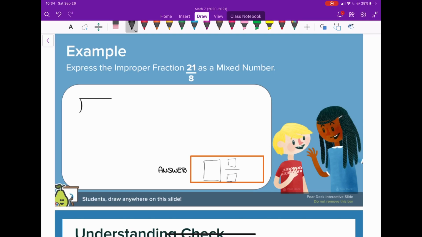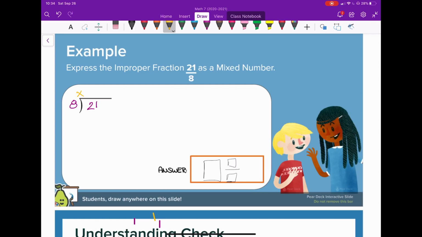So I have the fraction 21 over 8. 21 is grounded. He got no phone, no Snapchat, no nothing. 8 gets to go out and hang out with his friends. So 8 is outside the house. 21 is inside the house. 8 goes into 21 how many times? Well, 8 times 1 is 8. 8 times 2 is 16. 8 times 3 is 24. 24 is bigger than 21, so we can't use that.